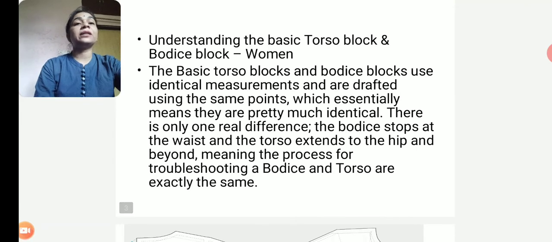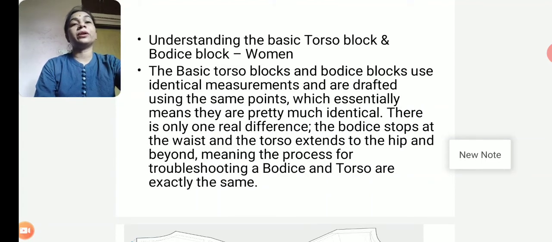So, understanding the basic torso block and bodice block for women. The basic torso block and bodice block use identical measurements and are drafted using the same points, which essentially means they are pretty much identical. There is only one real difference: the bodice stops at the waist and the torso extends to the hip and beyond, meaning the process for troubleshooting a bodice and torso is exactly the same.